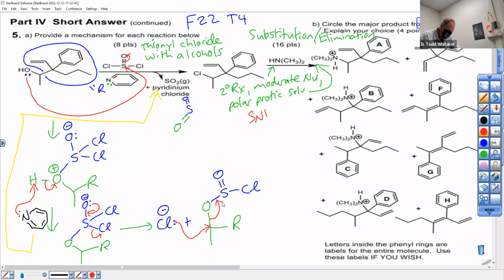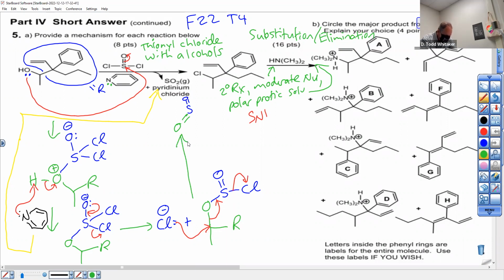Any other things? Is there a bond between S and Cl in the final product? Please tell me what to do with the bond between S and Cl. Break it and it goes where? To Cl, because Cl is an excellent leaving group when it has a lone pair and a minus charge. Okay. There we go. We got it. Done.